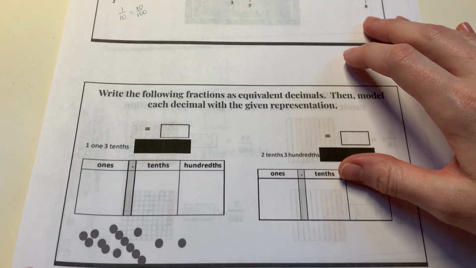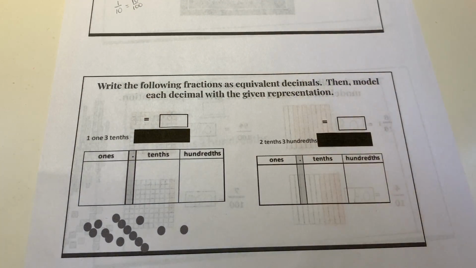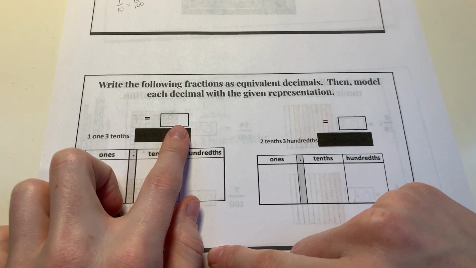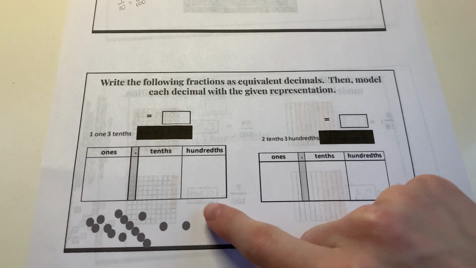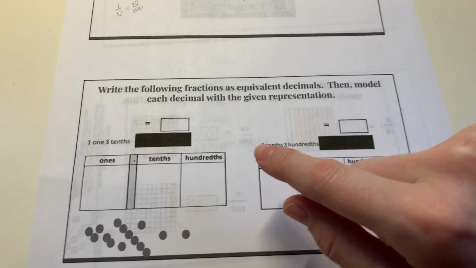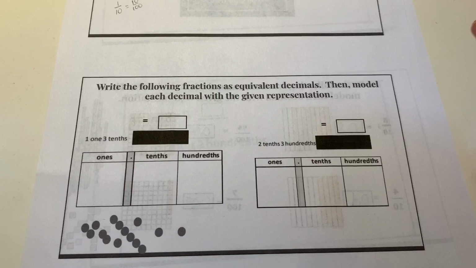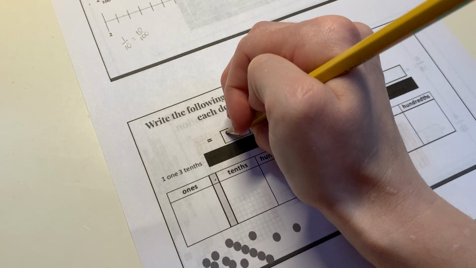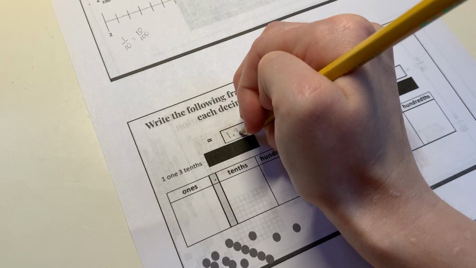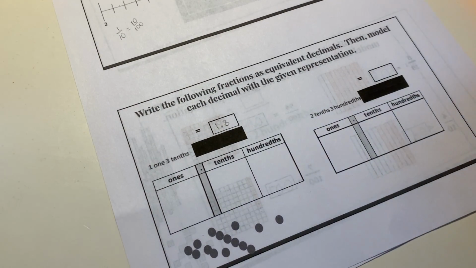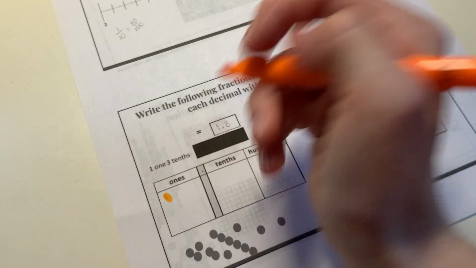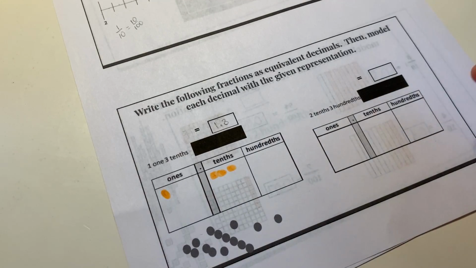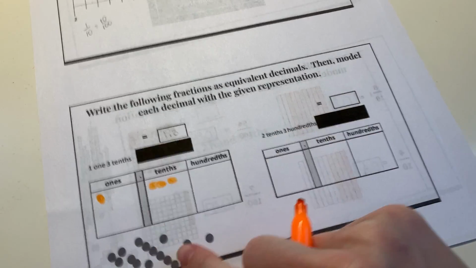All right, one more that is asking the same thing. So we have 1 and 3/10. I want to know what that looks like as a decimal, and then I want you to show me what it would look like in a place value chart. Go ahead and try that on your own. Okay, so I have 1 and 3/10. So 1 is my whole number, and then I have 3/10. So I have a 1 and then 3/10. Boom. Done. And of course you would use these dots to do that.